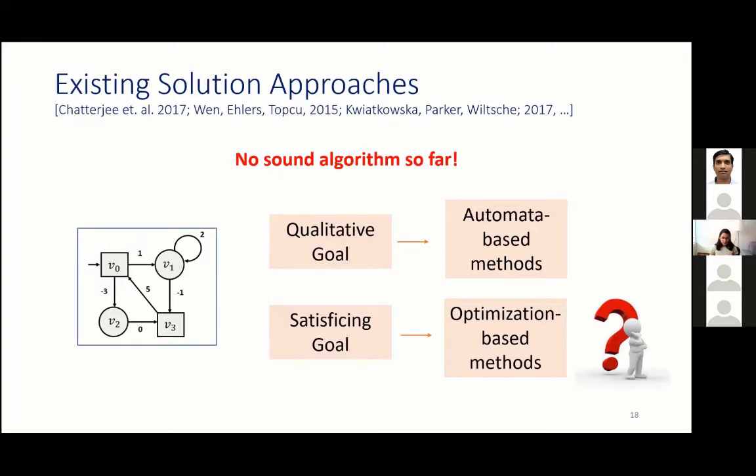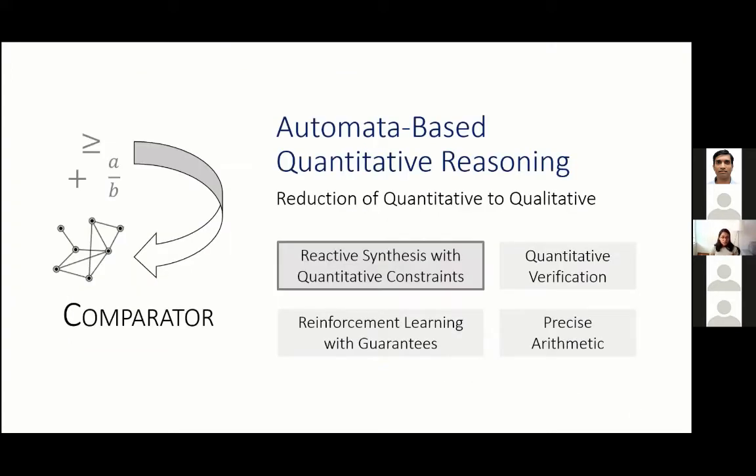right? And this is where our work on comparators is really an automata-based technique to perform quantitative reasoning. The real idea behind comparators is that it takes a problem in quantitative reasoning and reduces it to a problem in qualitative reasoning. In this talk, we will look at how it is used in the context of reactive synthesis, but in other works, we have shown that comparators have benefits even in quantitative verification, and it could have potential benefits in reinforcement learning with formal guarantees and even precise arithmetic.